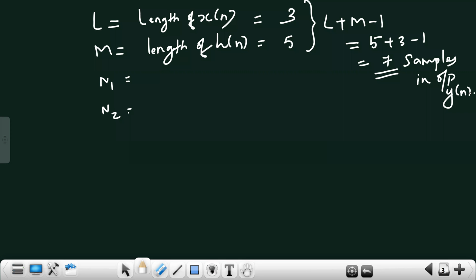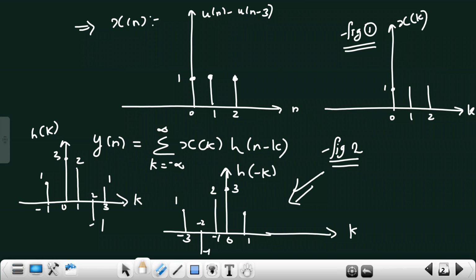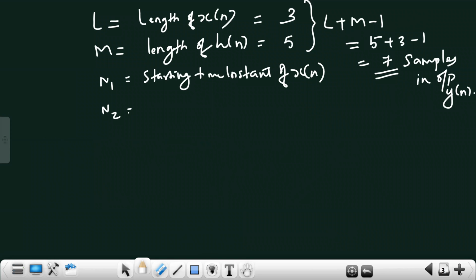Now what is n1? n1 is the starting time instant of x of n. You observe the graph of x of n. Mamta, unmute and speak. Which is the starting time of x of n? 0, sir. 0. Very good. So n1 will be 0.